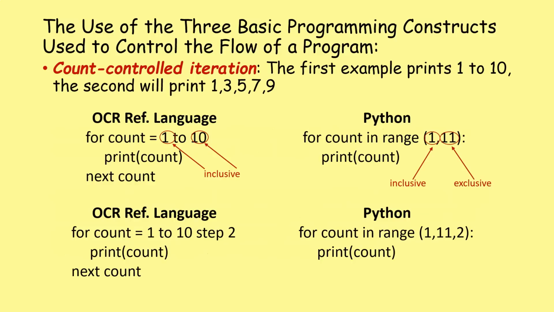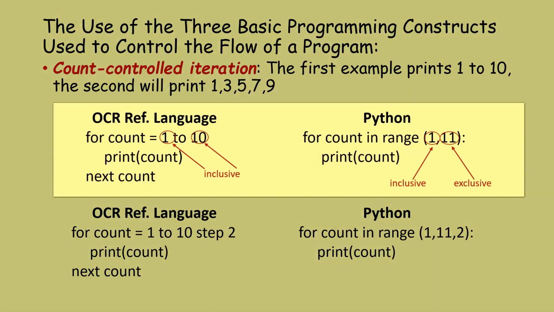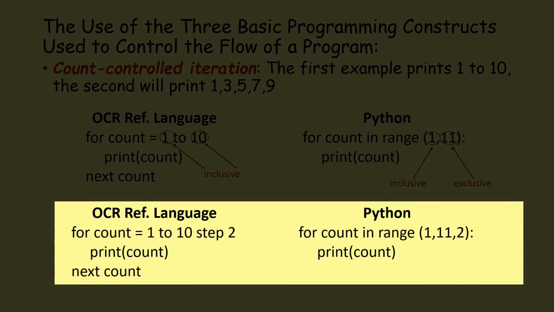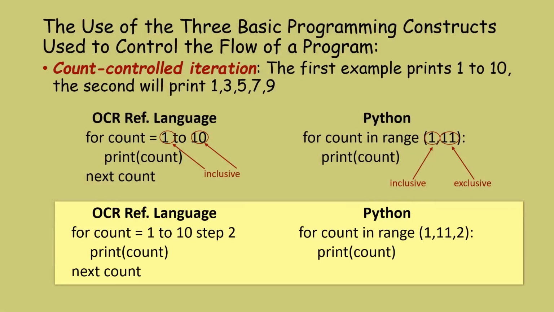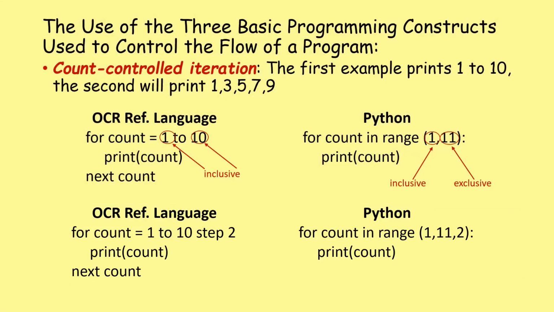Here we've got a couple of examples in both OCR reference language and in Python of count-controlled iteration using for loops. The first set of examples will print 1 to 10, and the second set of examples will print 1, 3, 5, 7, and 9. If we start with the OCR reference language version, nice and simple, for count equals 1 to 10, print count, next count. The start condition is 1, the end condition is 10, and these are both inclusive. Both numbers are included, so 1 to 10, both inclusive.